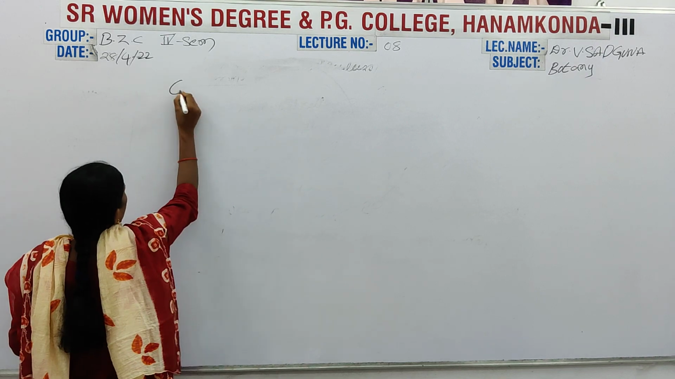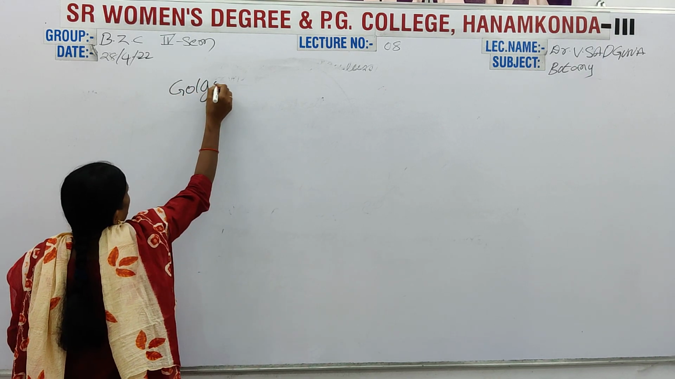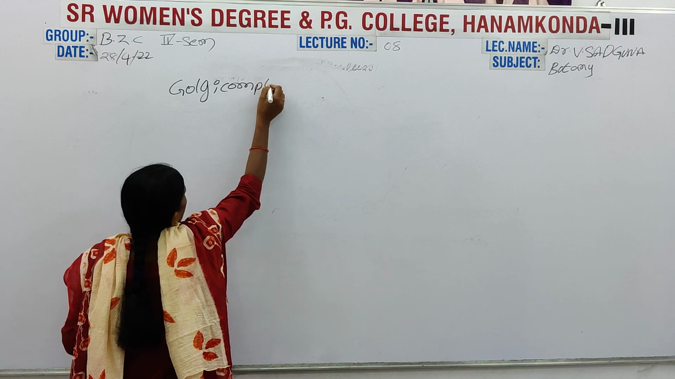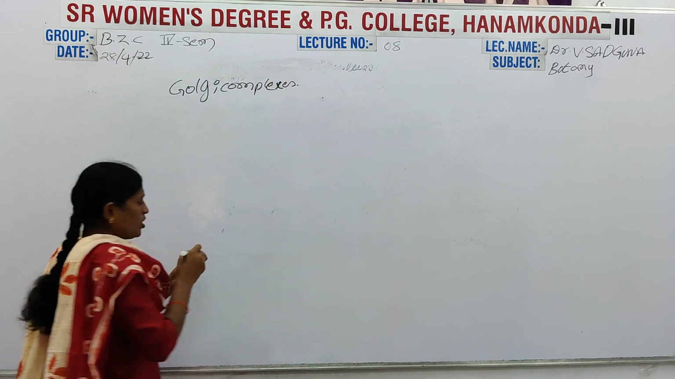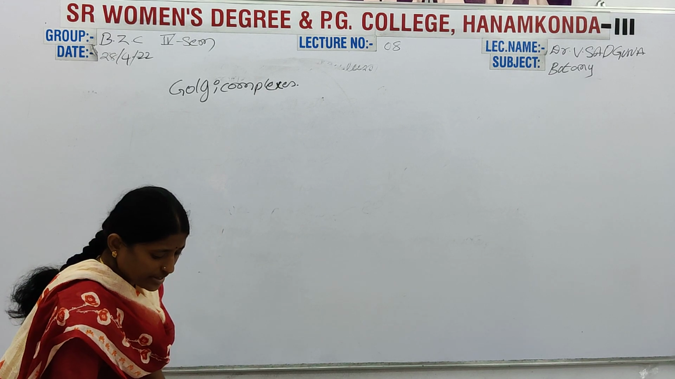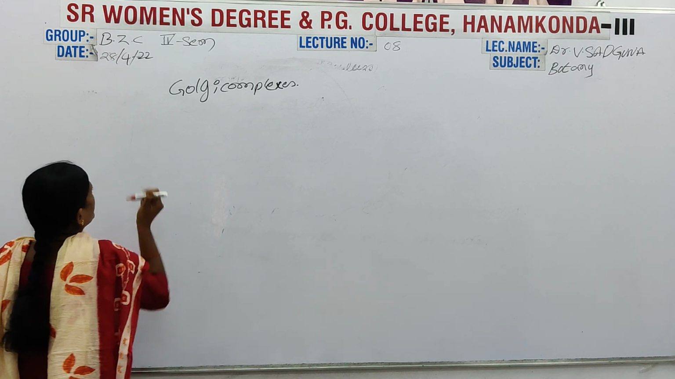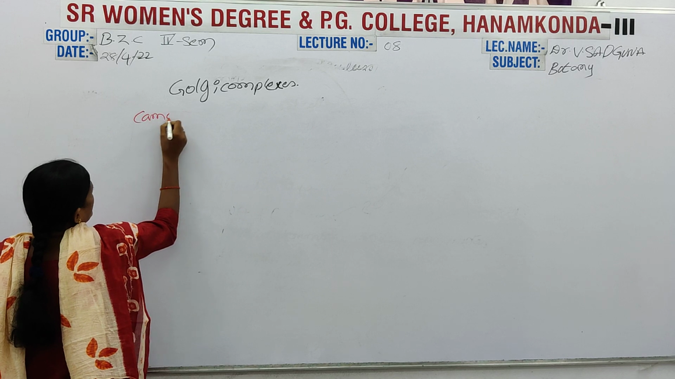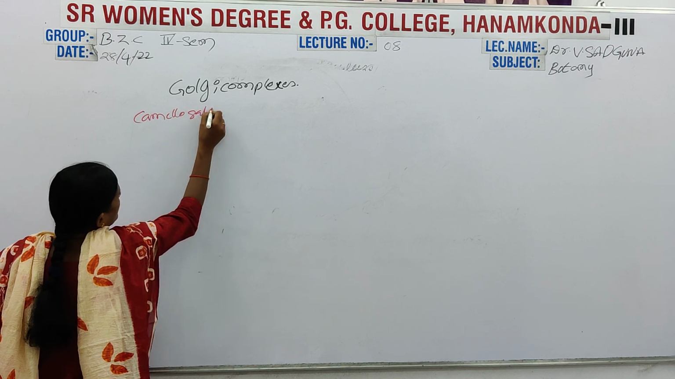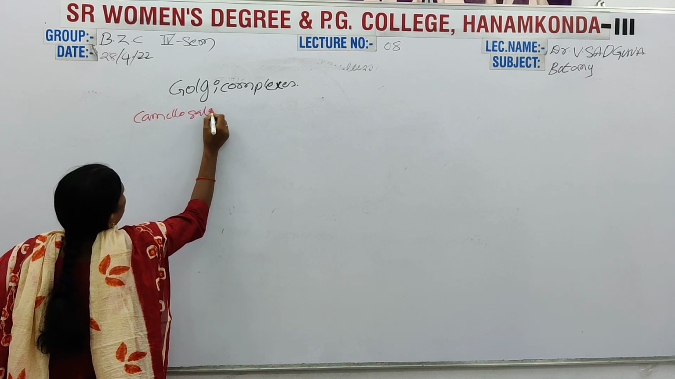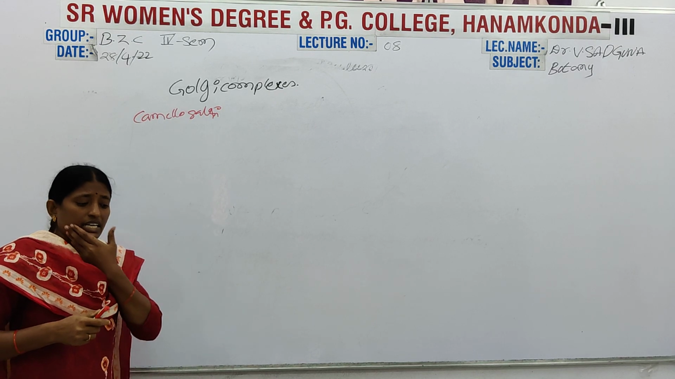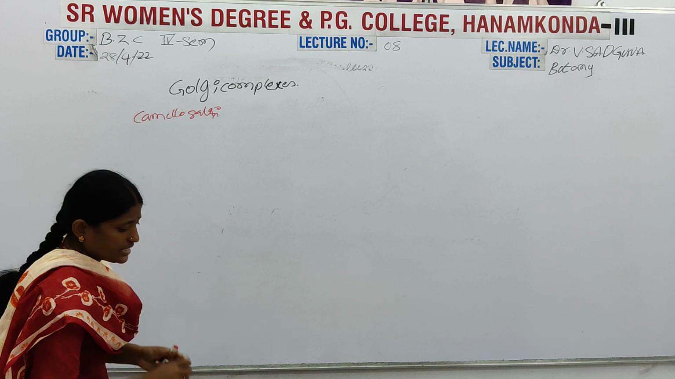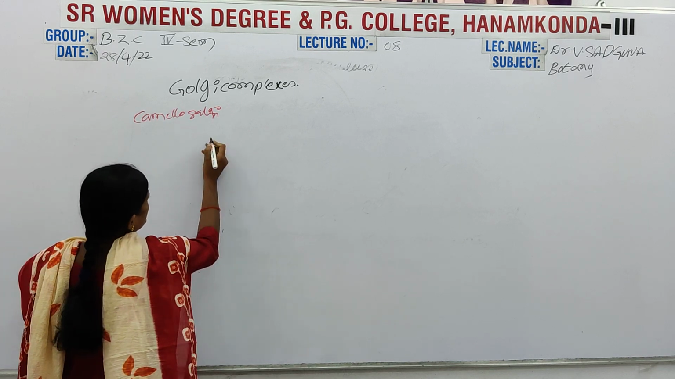The other one is Golgi complexes. Golgi complexes were discovered by Camillo Golgi. It also has different types of structures.